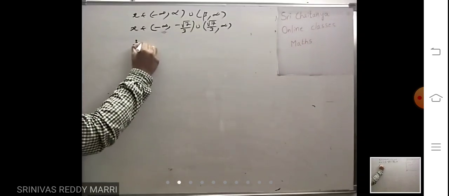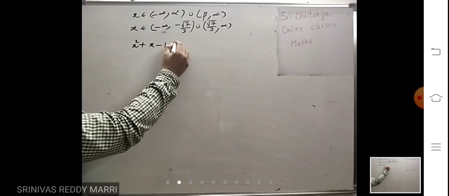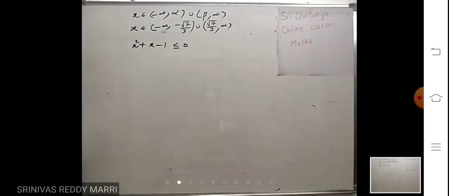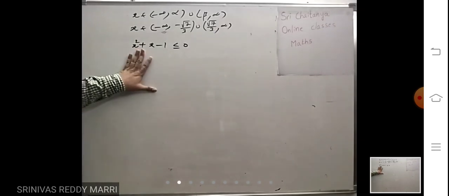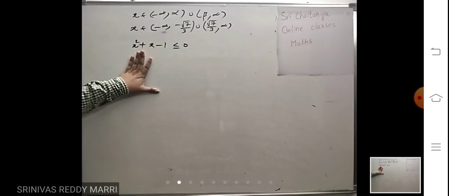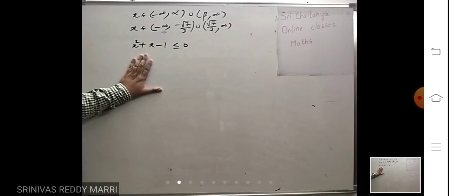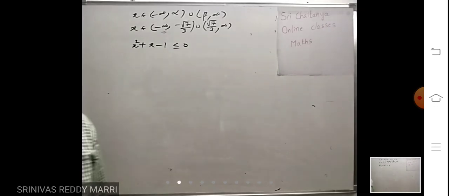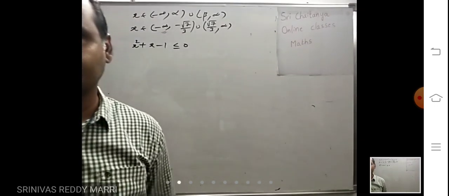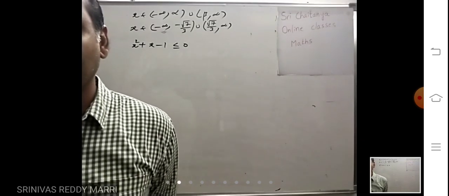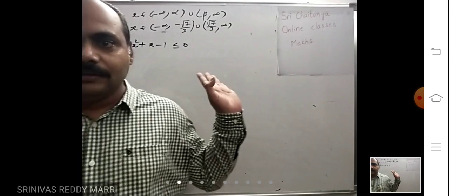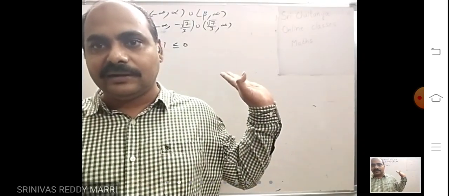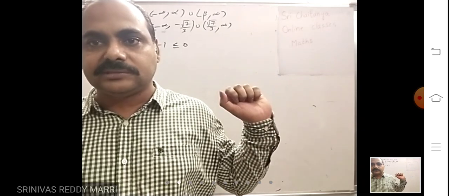Suppose it is like this: x square plus x minus 1 less than or equal to 0. Can anybody factorize this? If you can factorize this, you can raise your hand. For you, 2 years free. Directly you cannot factorize that one, but you can find the roots.